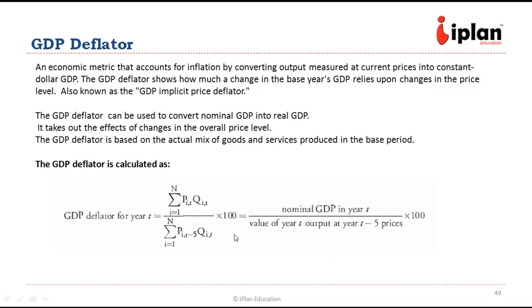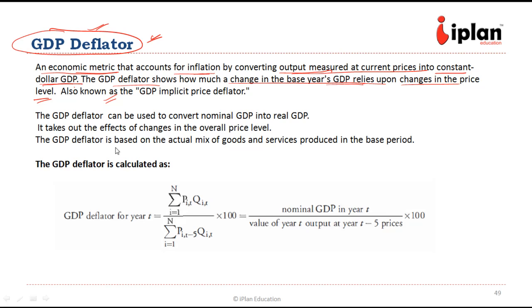The GDP deflator will help us to put one particular number which can account for all the inflation, all the price change, price rise. So this is an economic metric which will account for inflation by converting the output measured at current prices into constant dollar GDP. So that is the conversion. It shows how much a change in base year's GDP relies upon the change in price level. So this will capture what rise is due to the price rise.